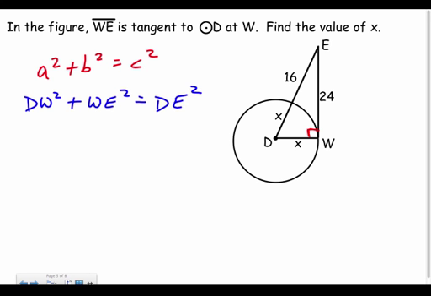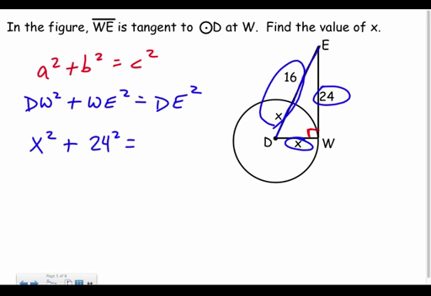Well, I got some x's and some different things. So we got to set this up. So DW, if we take a look, that's x. So I'm going to go with x squared plus WE, which is 24, so 24 squared. And DE, which is what? x and 16 together. Well, it's not 16x, because 16x means 16 times x. It's x plus 16. So x plus 16, and I'm squaring it, so I got to square that whole side, right? c squared. So it's all about how you set this up.